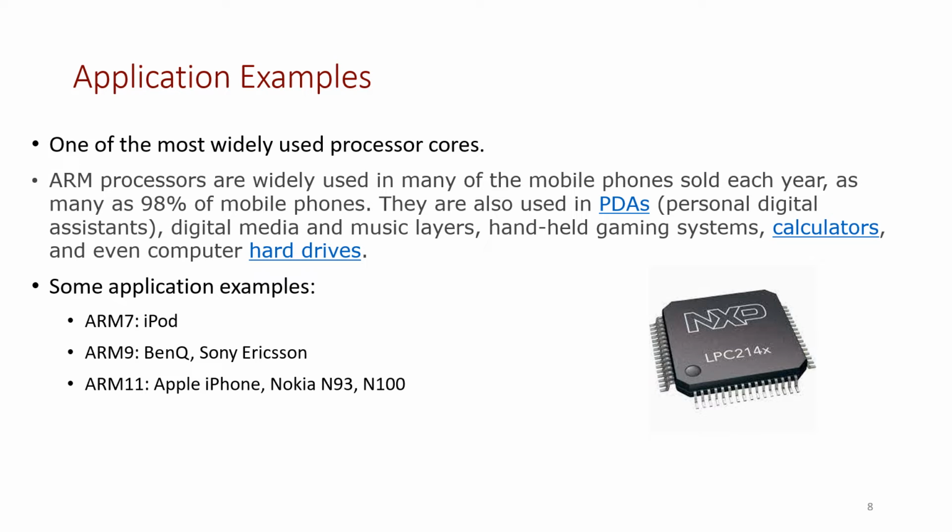If you see the applications, most of the mobile phones use ARM processors, and digital media, music players, gaming systems, and even hard drives are nowadays using ARM processors. For example, as mentioned in this slide, ARM 7 is used in iPod. ARM 9 processors are used in BenQ and Sony Ericsson mobiles, and ARM 11 is used in Apple iPhone and Nokia processors.